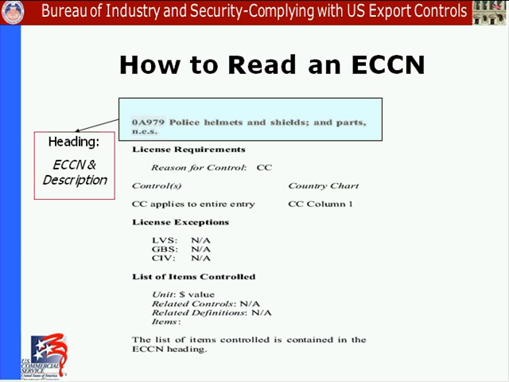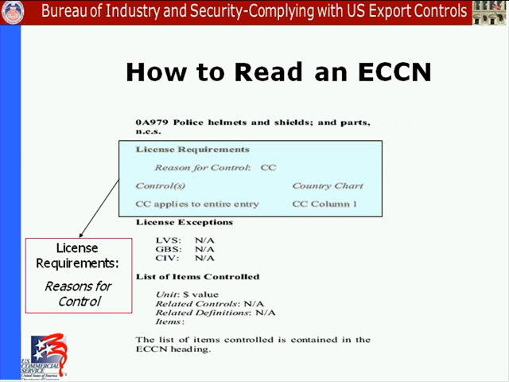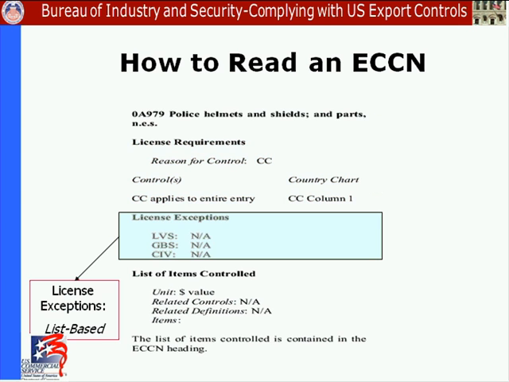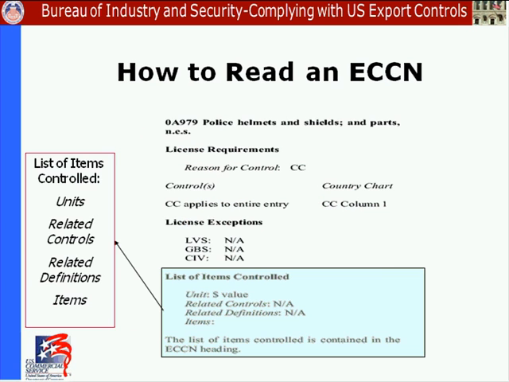License exceptions, for this example, they're not applicable. There is no exception available for LVS, GBS, or CIV, and those are listed. The definition of those license exceptions are listed under Part 740. List of items controlled. Sometimes it'll give you a value limit, related controls, meaning other places to look for similar controls, and definitions. And here we have license requirements to get through that. List-based license exceptions. And again, the units, related controls, and related definitions.